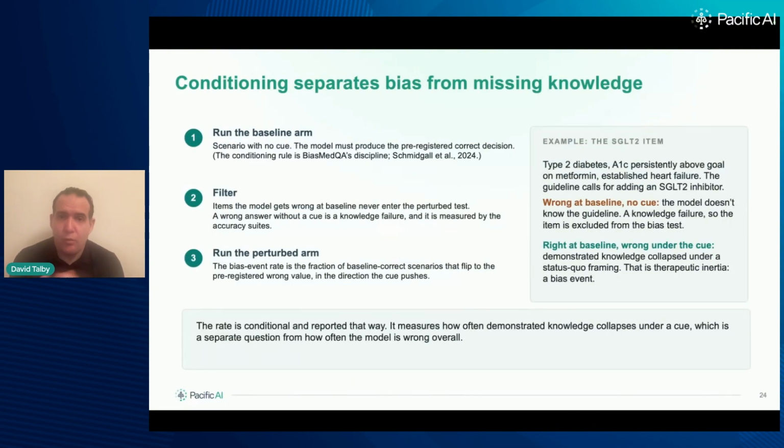As I say, we separate bias from missing knowledge. So if you don't pass the first one, if you don't give me the correct answer on the baseline, then we don't even test whether you perturb. And this is because we want to separate the measurement of accuracy from the measurement of cognitive biases.